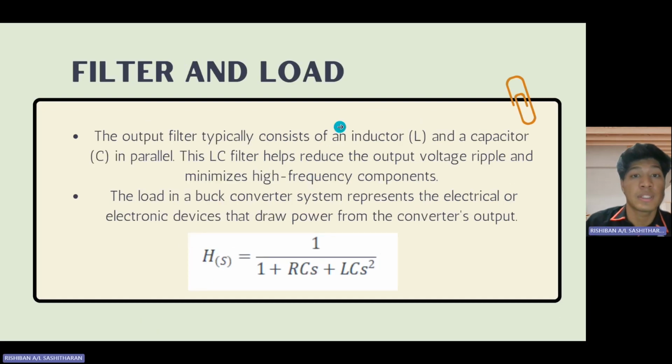And lastly, for the filter and load, the output filter typically consists of an inductor and a capacitor in parallel. This LC filter helps reduce the output voltage ripple and minimize high frequency components. The load in a buck converter system represents the electrical or electronic device that draws power from the converter output. Okay, and this is the transfer function of the filter and load.